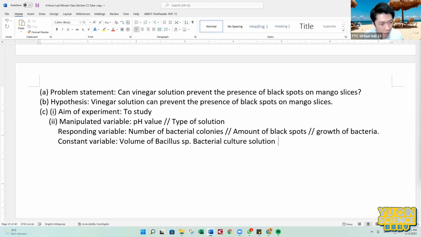Surrounding temperature, yes. Since we're testing on pH value, the rest of the factors must be constant. So for example, make sure that no matter acid, alkaline, or neutral, you must put it in room temperature.